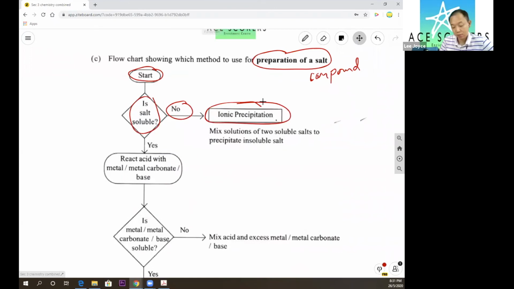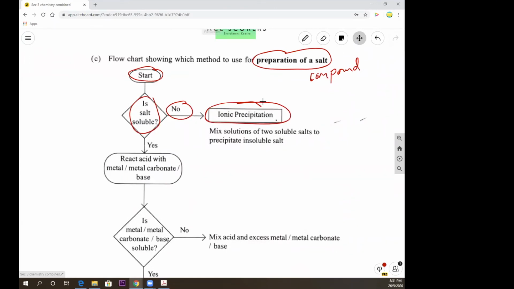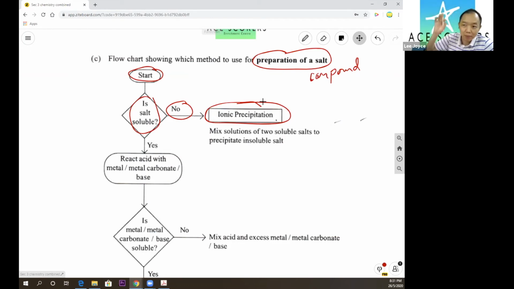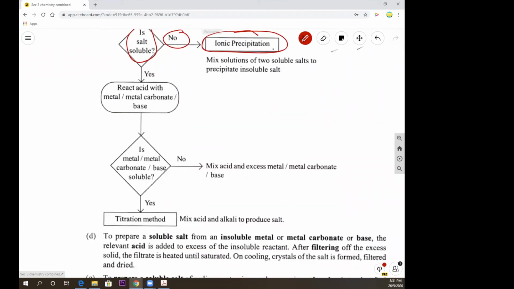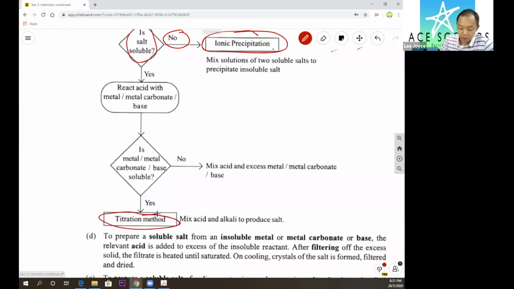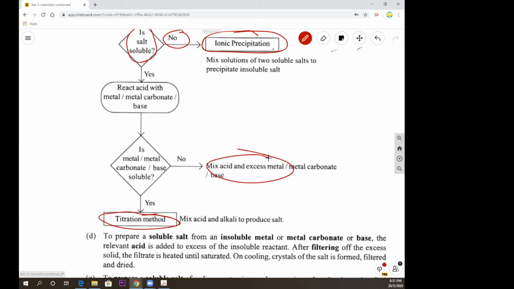Why can't we filtrate? No, this is preparing. This is not extracting. Oh, you're making. You're not taking out. Okay, you're making the thing. If the thing is insoluble, you use precipitation, right? If it is soluble, you will use titration or add excess.